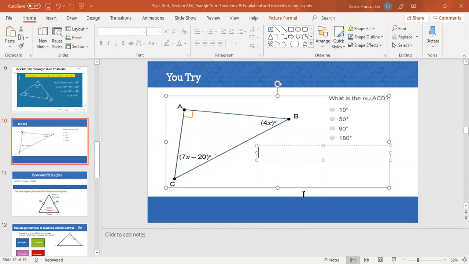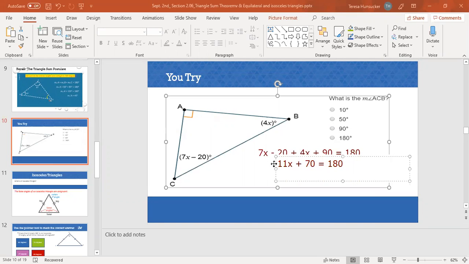So it's going to be 7x minus 20 plus 4x. And that square near angle A means 90 degrees. Equals 180. Triangle sum theorem says all three angles add to 180. If you end up solving this, you would be doing 7 and 4x, that's 11x. And then negative 20 and 90 is 70, equals 180.